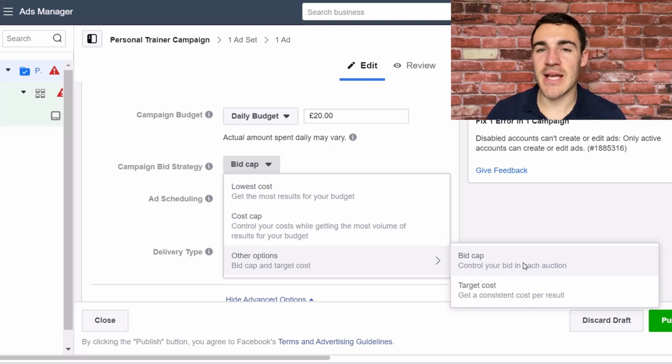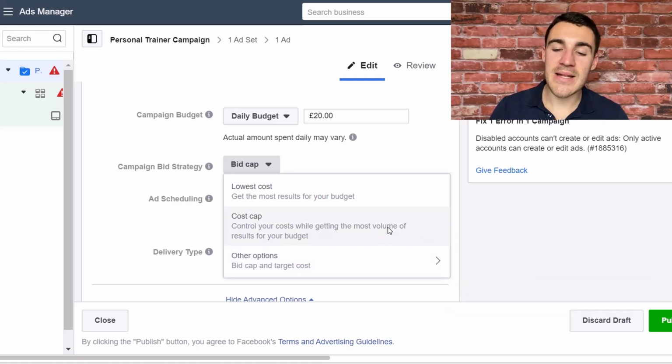Let's say, for example, you set a bid cap of $25. If Facebook thinks it cannot get you conversions for under $25, it won't show your ads, it won't spend your money, you'll end up saving money. Okay, that's what a bid cap will do. Facebook uses all sorts of data points to make that prediction, including how the campaign has performed previously, etc.